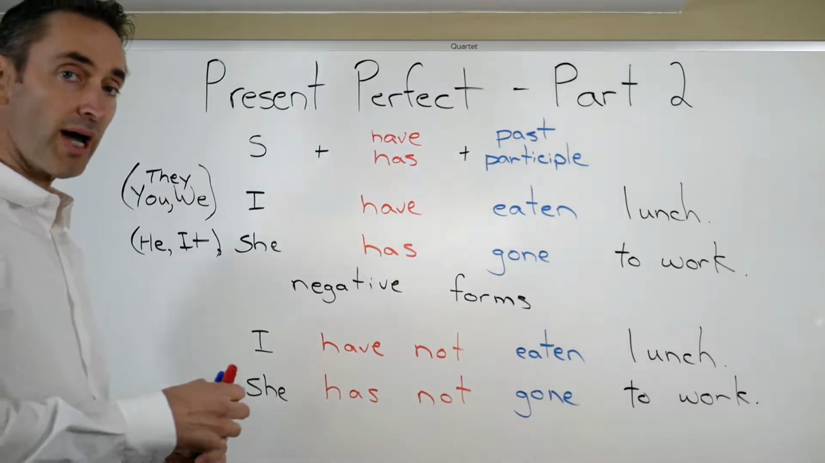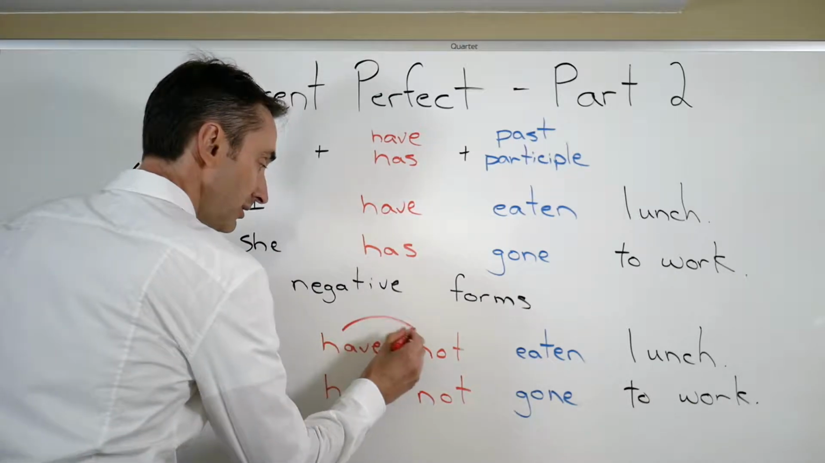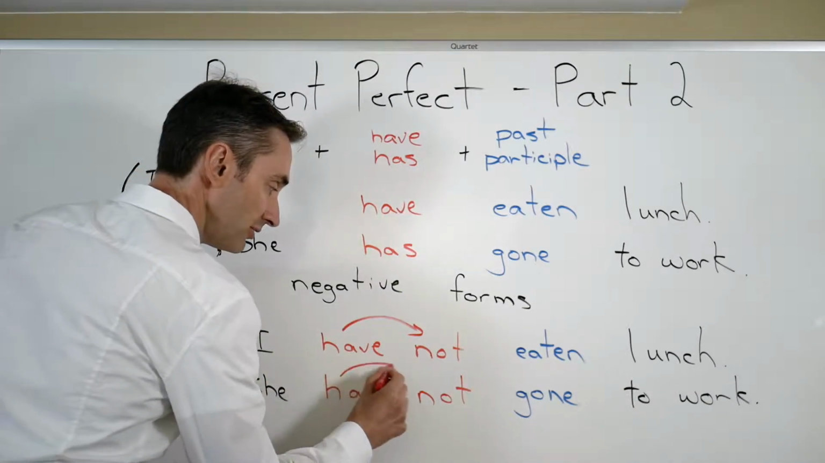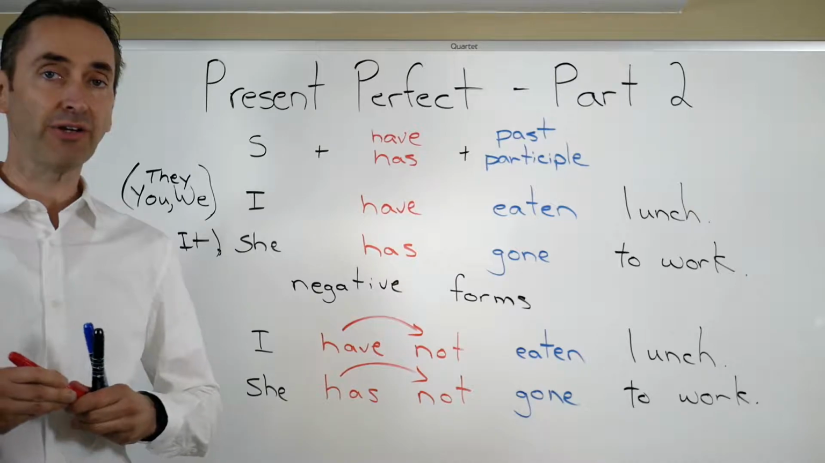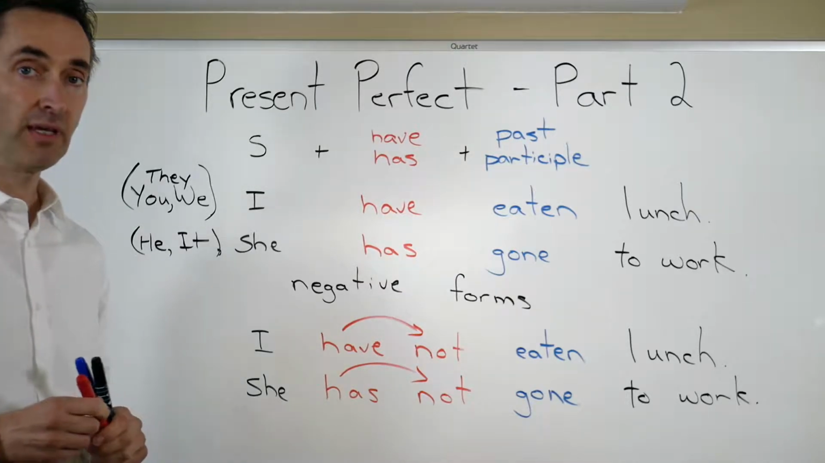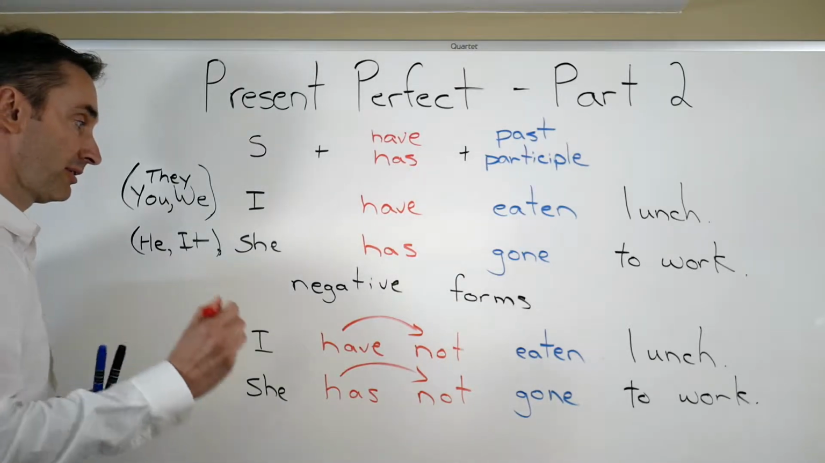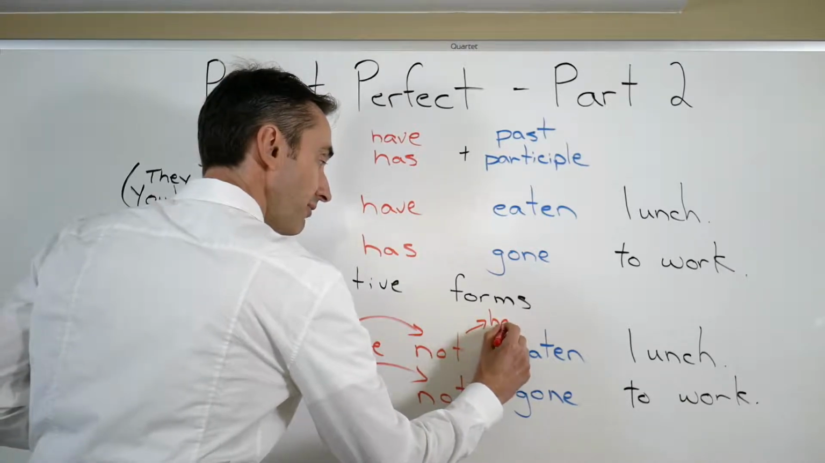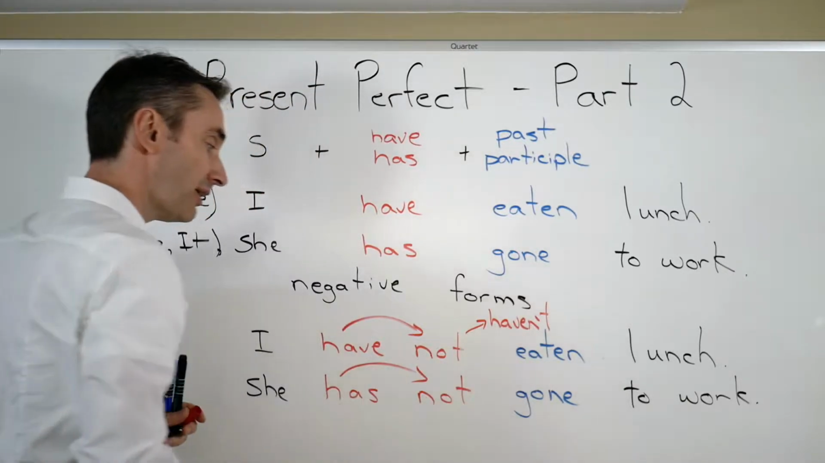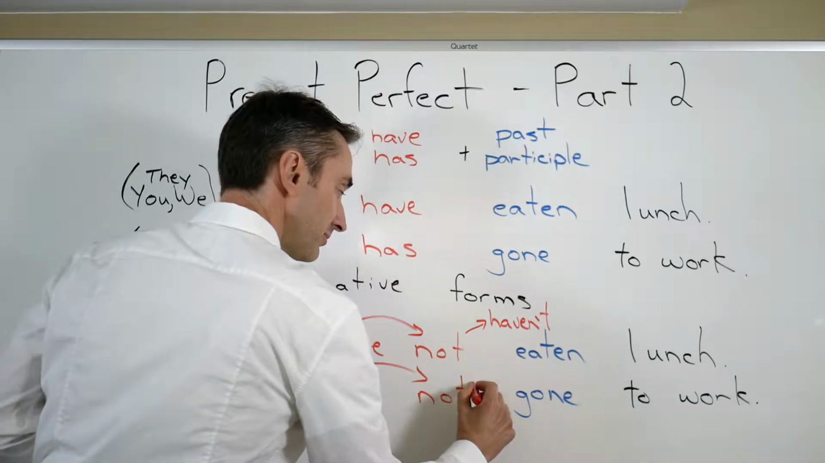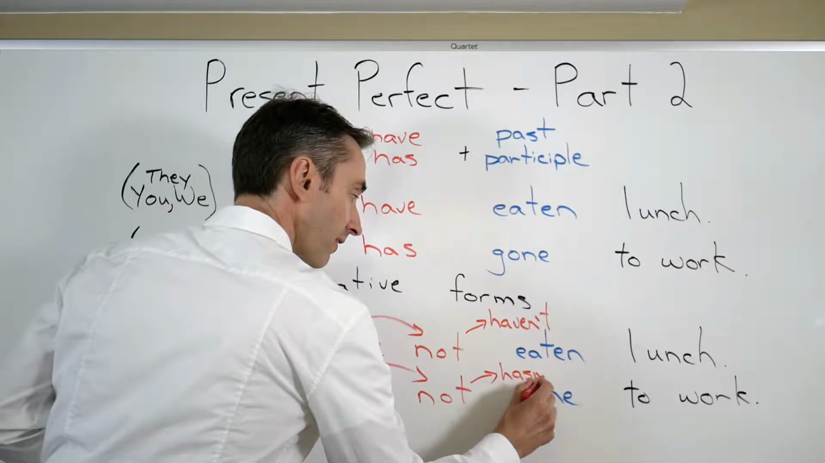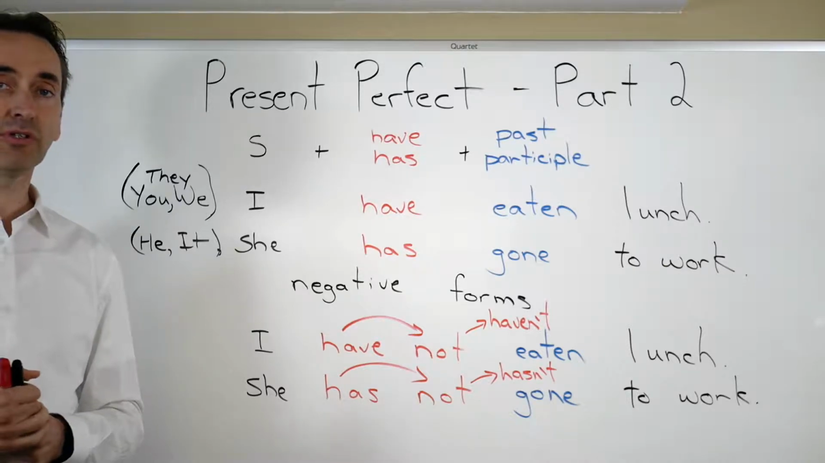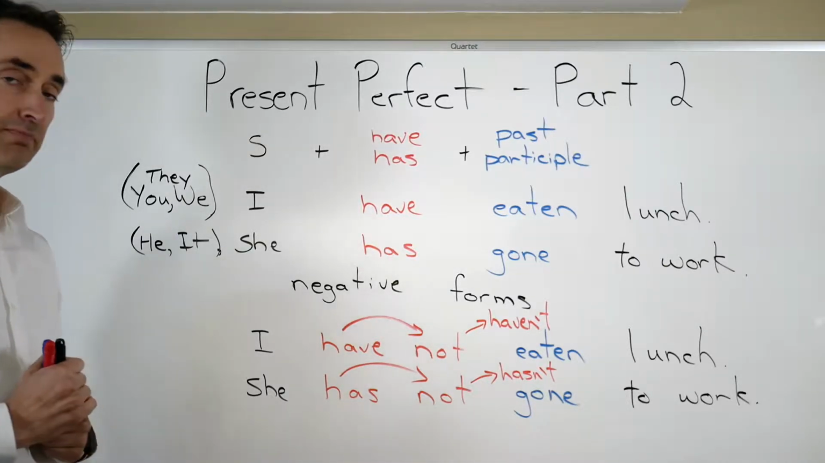lunch. So after the have, we add not to become a negative. She has not gone to work. And this is the same. After the have or has, we add not to make it a negative sentence. And we can also shorten that. I haven't eaten lunch. She hasn't gone to work is the negative short forms of this form.